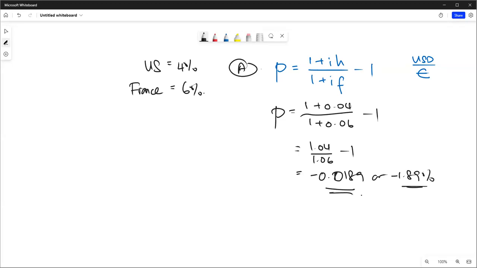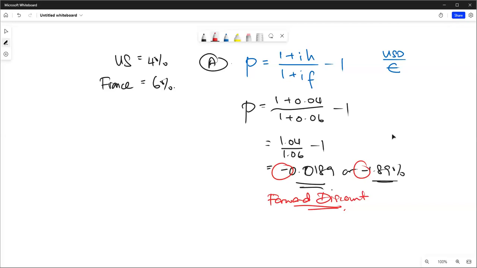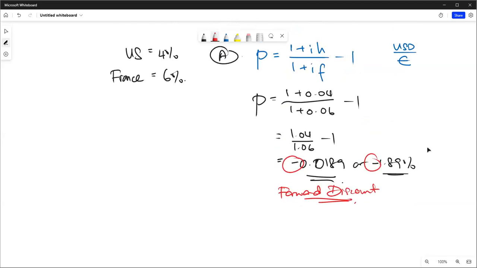Negative. Bear in mind, if you are using percentage, it will be 2 decimal points. If you are using fraction, it must be 4 decimal points. Don't oversimplify it. Okay, so in this case, you see a negative there. This is indicating a forward discount.